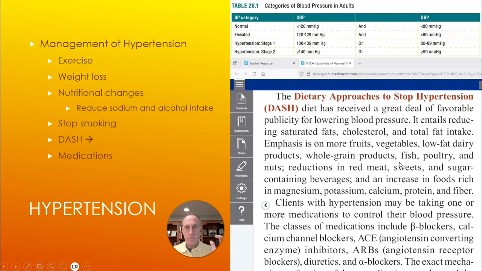So with blood pressure itself, they talk about management of hypertension: exercise, weight loss, and nutritional changes. They talk about dietary approaches to stop hypertension, which is the DASH diet. And there's some good stuff here. As we read through this, it kind of makes sense. Reducing saturated fats, reducing cholesterol, reducing total fat intake.